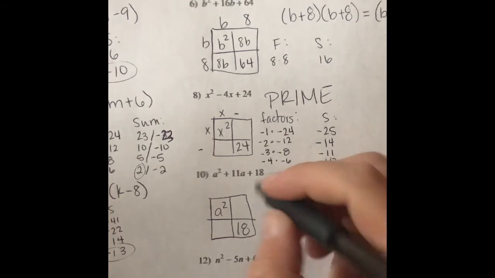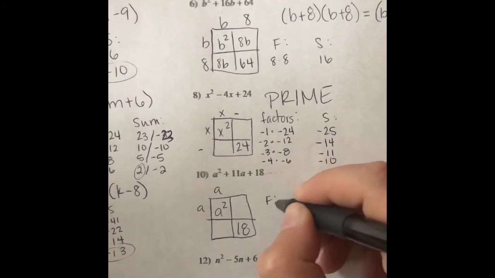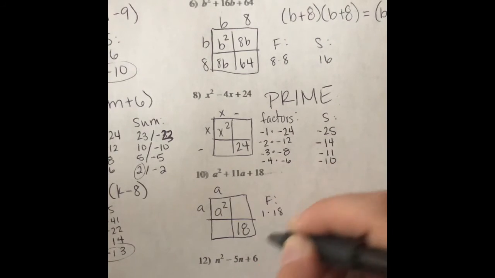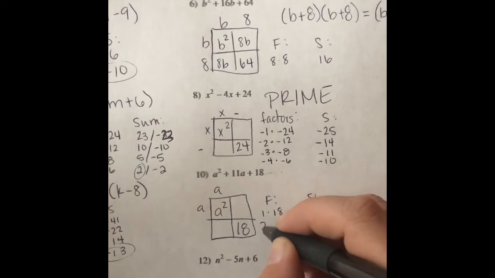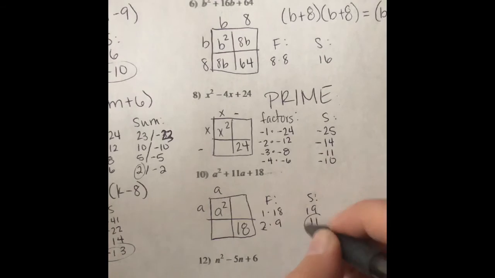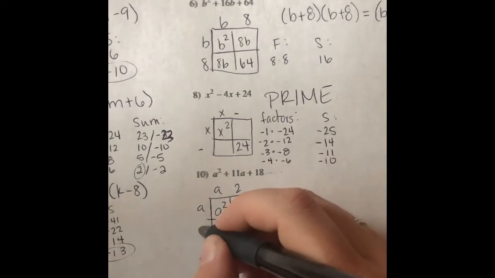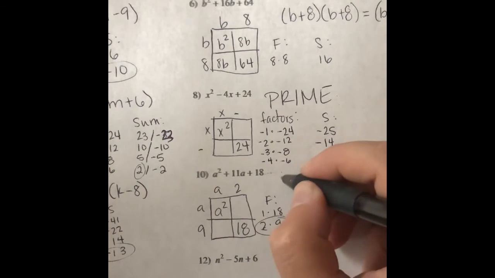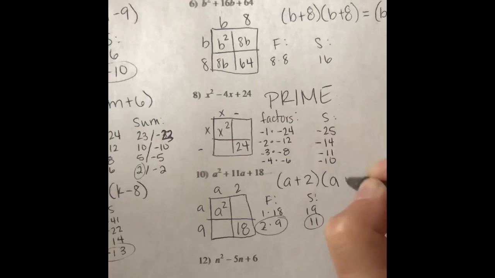Looks like everything's positive, so we're going to be working with nothing but positives here. Our factors of 18, 1 times 18, sum 19. 2 times 9, sum 11. That's what we're looking for. We're going to use these two factors, 2 and 9. And final answer, a plus 2 times a plus 9.